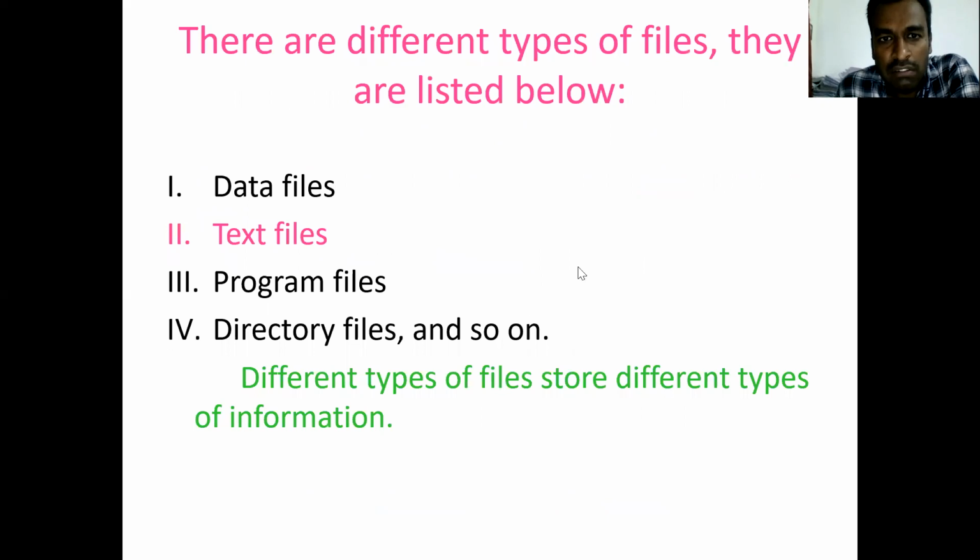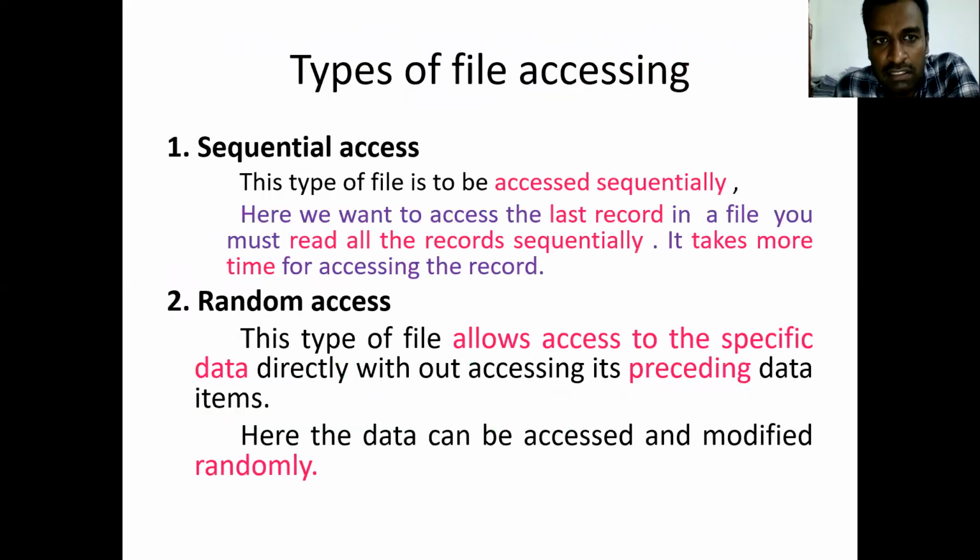We have different types of files: data files, text files, program files, and directory files. These are the different types of files to store information. In data files, we store data or information. Next, text files are used to store text, either a document or TXT, something like that. Next, program files store the programs. Next, directory files are normally used to store the files as a directory.